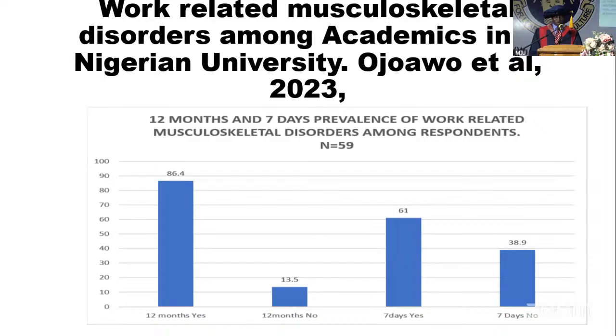Ojoawo and Wasiu, 2020. Another study by Ojoawo, 2023, among the Nigerian university academic staff community documented that 83.4% reported pain in the last 12 months, and 61% in the last 7 days. The body part most affected was the neck. The study also confirmed that 71.7% of academic and 63% of non-academic staff experienced pain. More than 41% of respondents reported pain in the last 12 months at the neck, then low back, and 20.6% at both knees. Ojoawo 2016.